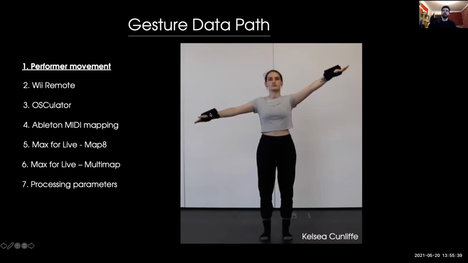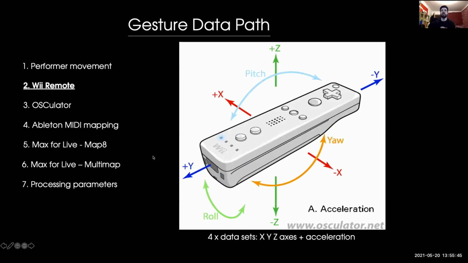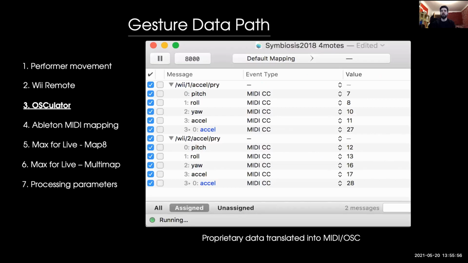But very quickly, a typical path from gesture into interaction starts obviously with the dancer's movements, and in this case, the movements are being tracked by a pair of motion sensors, one on each forearm, which is essentially just a Wii remote. Some of you might know it if you're old like me. And then obviously, because it's a gaming controller, the data has to be translated into a usable format. And this is done by an application called Oscillator.